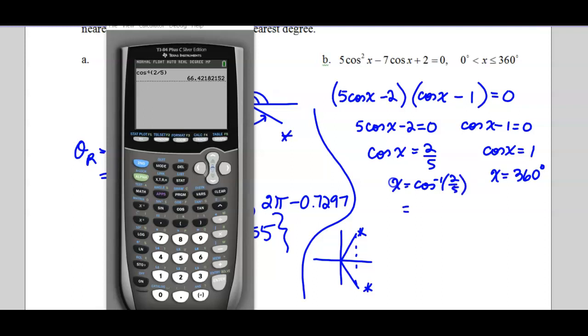Okay, so we get, for degrees, it says nearest degree, so 66 degrees. That's that. Okay, then in the fourth quadrant, it would be 360 minus 66. So overall, it'll be 66. That's what, 294 and 360.